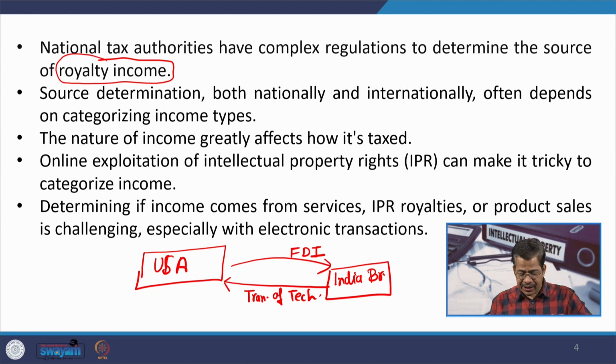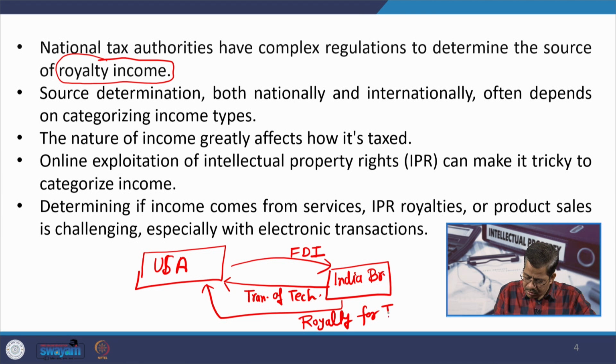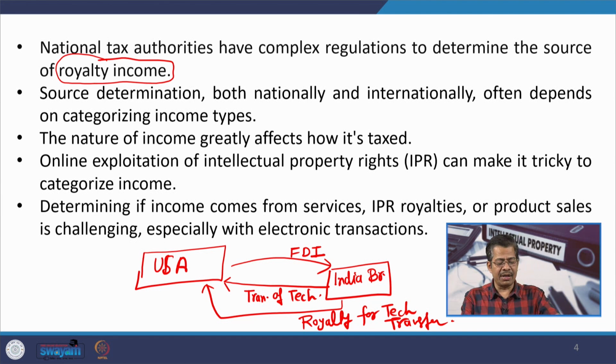Now, because you have transferred technology to your India branch, this India branch will pay royalty to you, and now, this royalty income is one such simple example which is purely IP based income. Technology means IP, knowledge. So, since American company is giving knowledge to Indian company, and in lieu of that, Indian company will pay royalty to the American company. That is the royalty income system. Now, the income which is coming because of royalty has to be appropriately taxed.